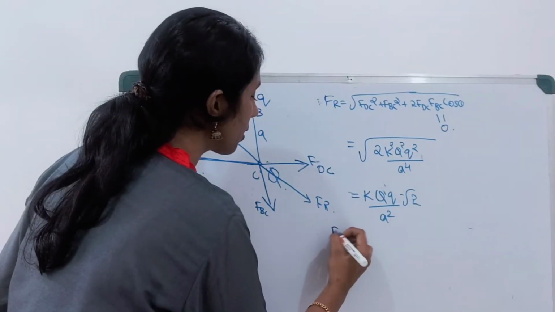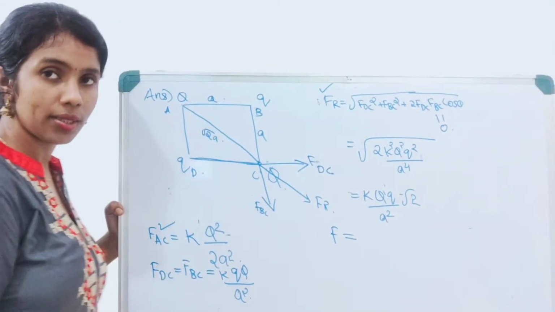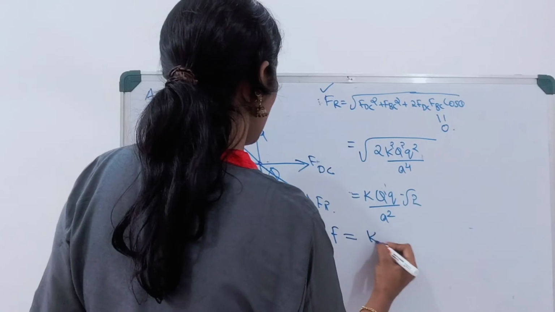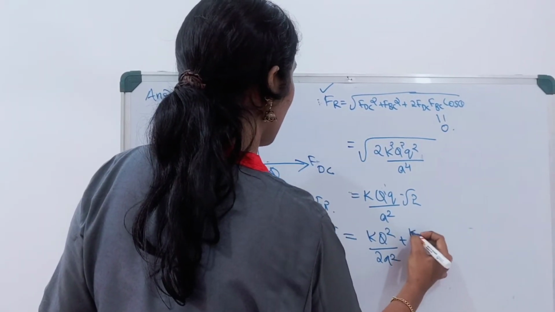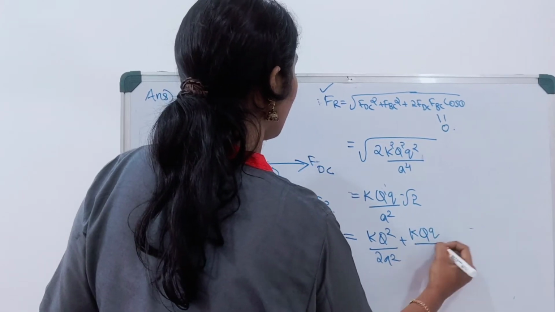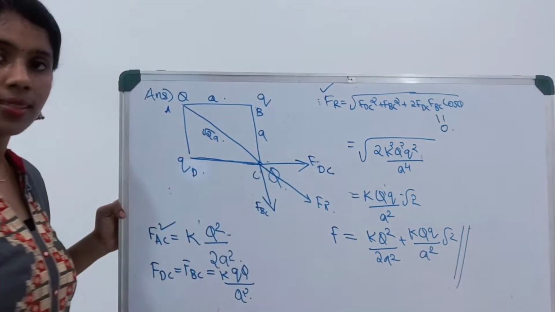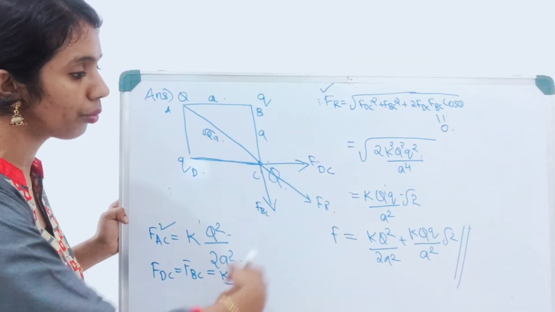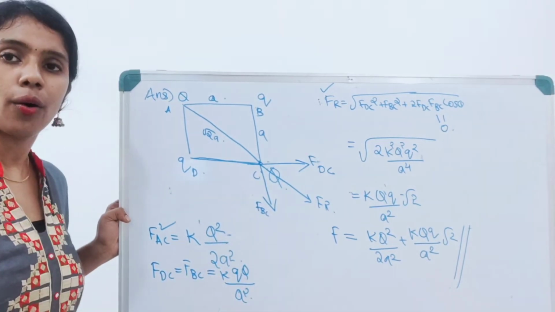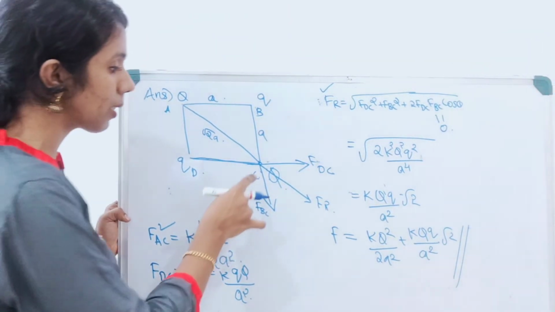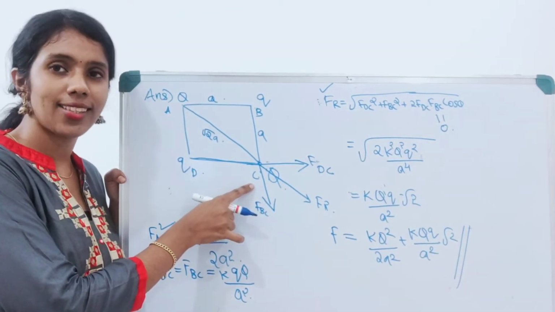The total force will be FAC plus the resultant force, that is KQ square by 2A square plus KQq divided by A square root 2. This can be simplified by taking KQ and A square outside. This is the answer, or how to find the equivalent force experienced by a charge which is kept at the point C.